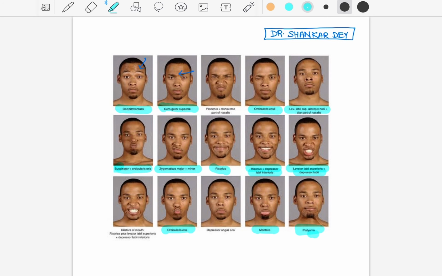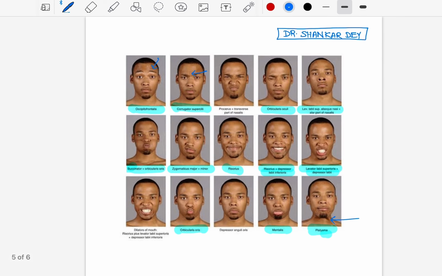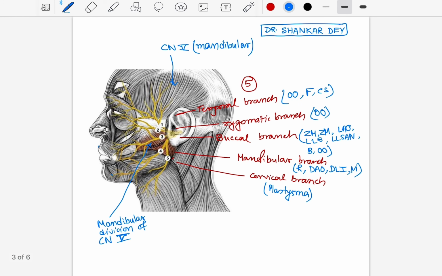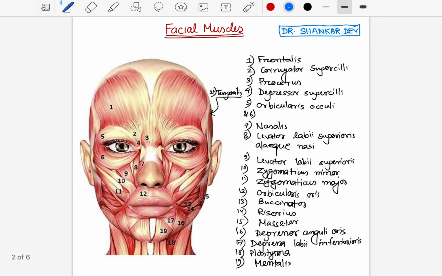This is platysma. See here the contracted platysma muscle in the neck. So this is all about facial muscles, their nerve supply and action. These are various facial expressions, and here I discussed the various nerve supply.